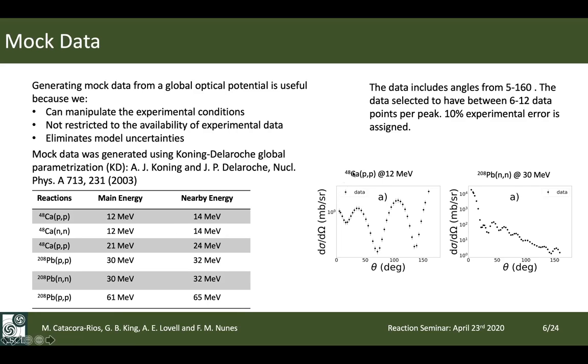And so this data includes angles from 5 degrees to 160. And we selected the number of points to have between 6 and 12 data points per peak. We assigned a 10% so-called experimental error to make this a realistic data set. So here, for example, I have a calcium-48 proton elastic scattering at 12 MeV data set that we use, and a lead-208 neutron data set at 30 MeV.